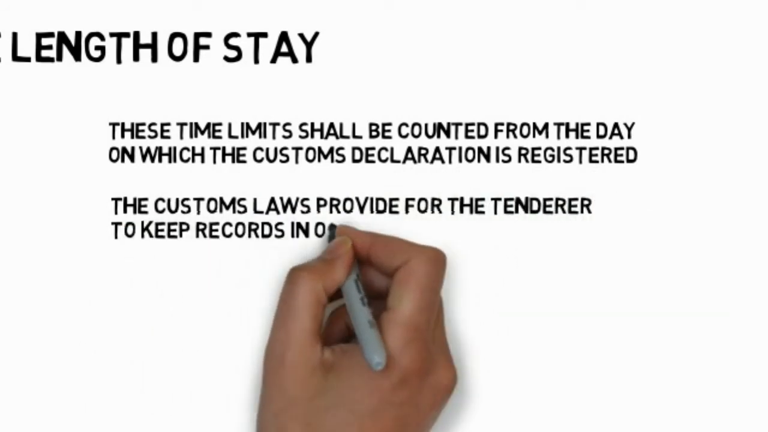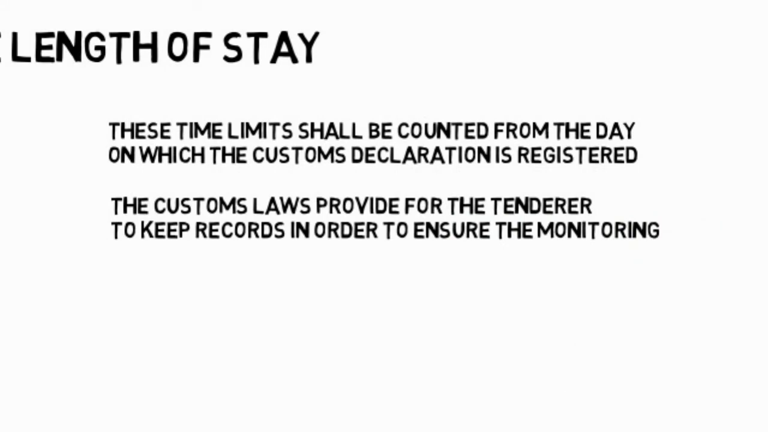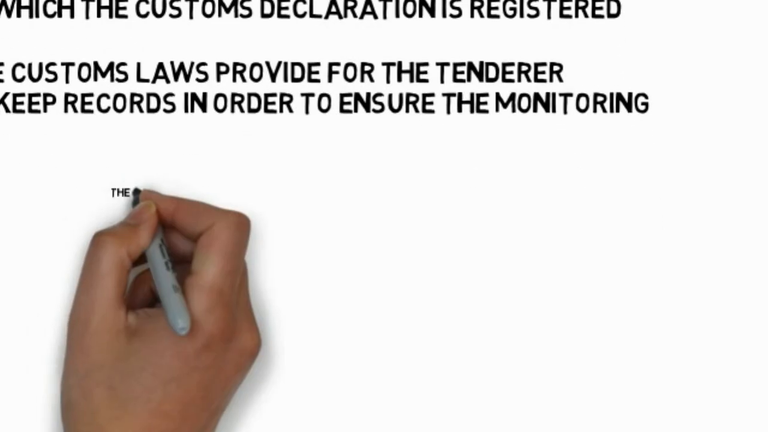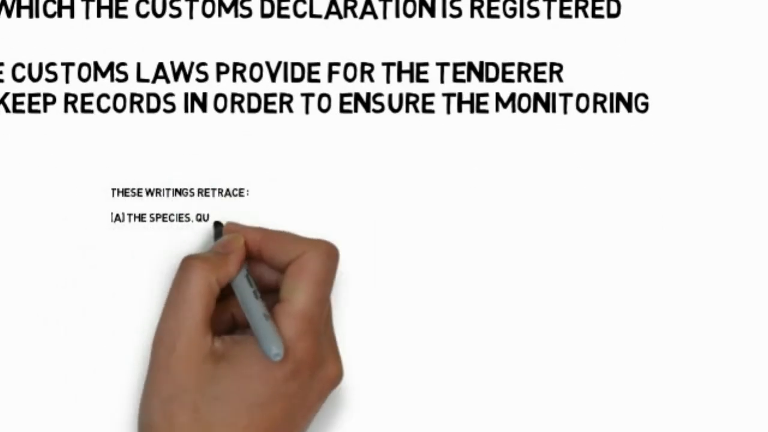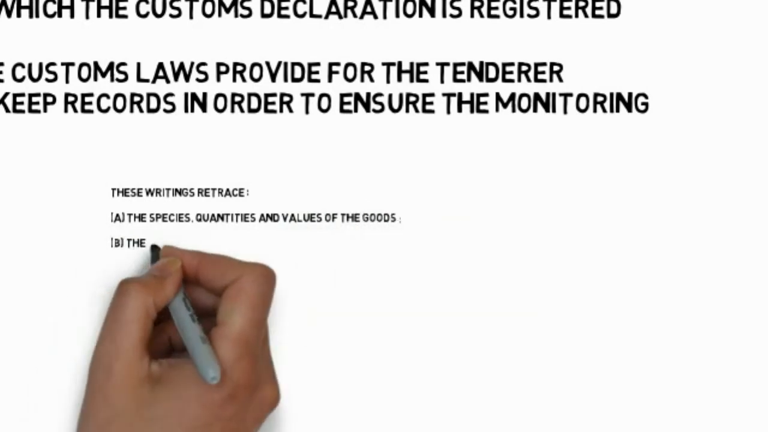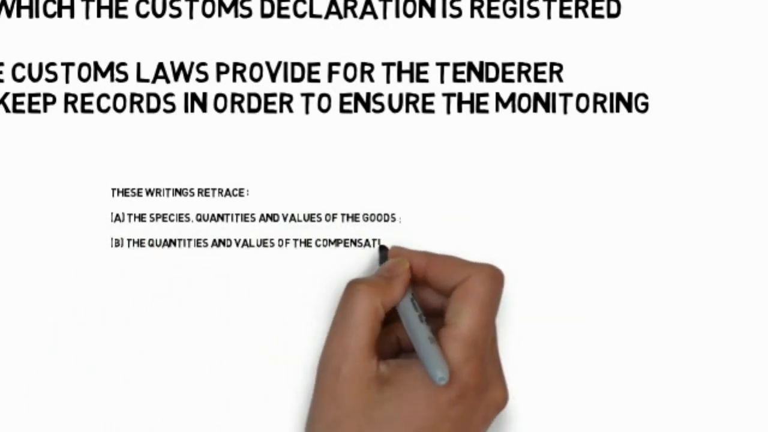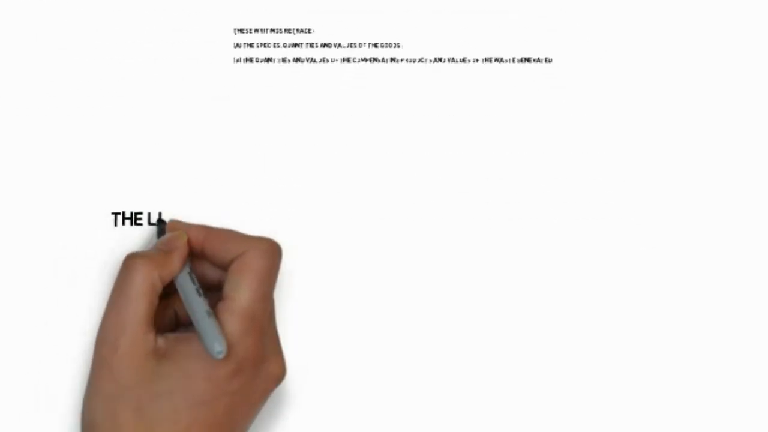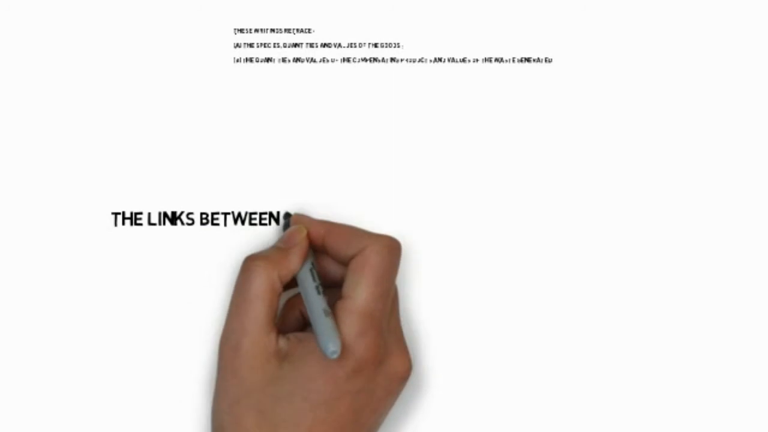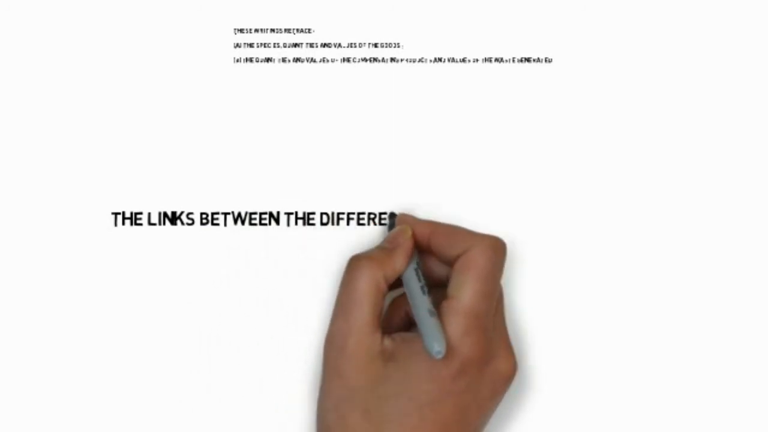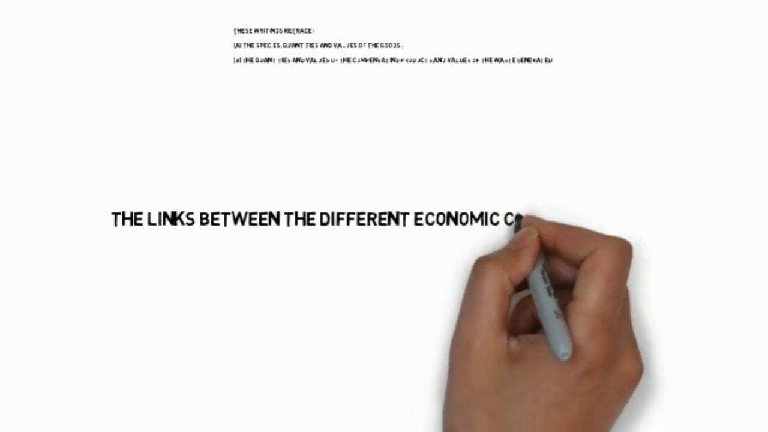The customs laws provide for the tenderer to keep records, in order to ensure the monitoring of commercial transactions carried out under suspensive procedures. These writings retrace: A. On the one hand, the species, quantities and values of the goods placed under the suspensive procedure concerned, and B. On the other hand, the quantities and values of the compensating products obtained in clearance and the quantities and values of the waste generated. The bidder's entries must make it possible to identify by species, quantities and values the goods in stock on their premises and those under subcontract.